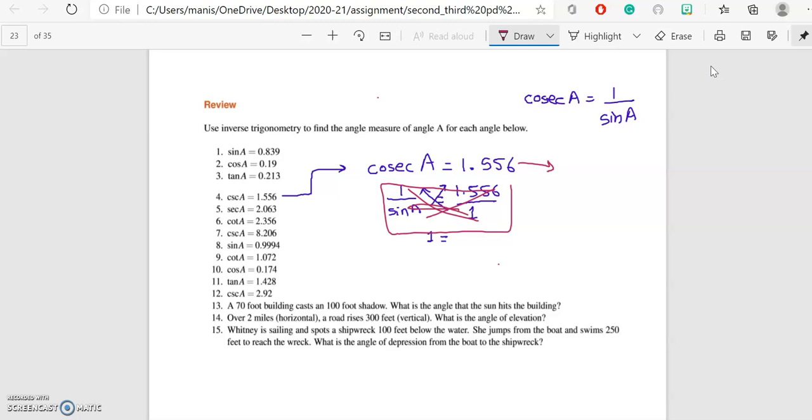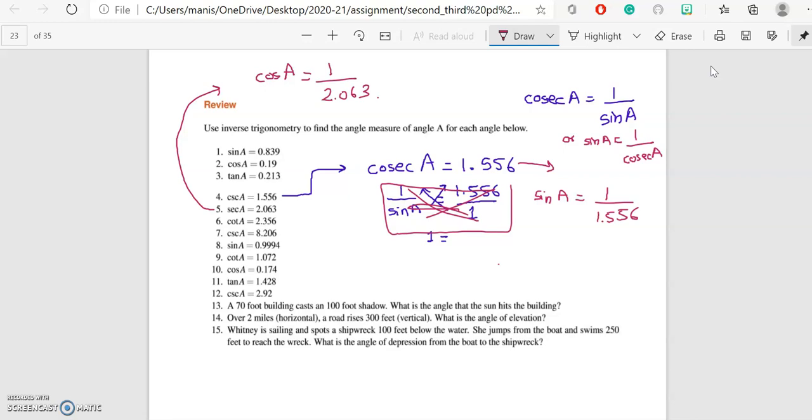Alright, so whenever you see cosecant A is 1.556, as you all know, this cosecant A is 1 over sine A, and it also means that sine A is what? Sine A is the reciprocal of cosecant A, or cosecant A is the reciprocal of sine. So I can rewrite it like this: sine of A is equal to 1 over 1.556. You can just always write it like this. So for example, if I'm doing number 5, what I will do is I will change it to cosine of A, because I know cosine and secant are reciprocal. I can write it like this, and I can type this in a calculator. It will give me the answer.